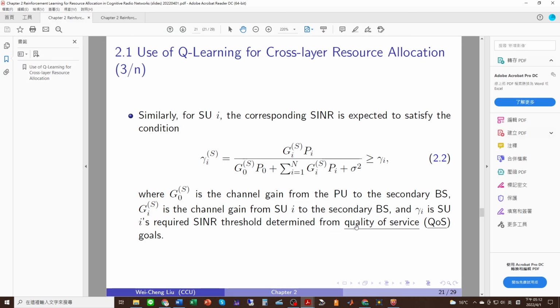From quality of service QoS goals. So here is another interference scenario. So again, you must ask yourself a very important question.